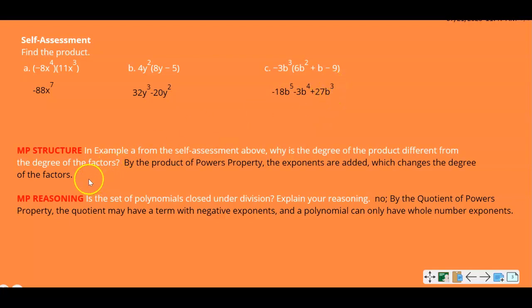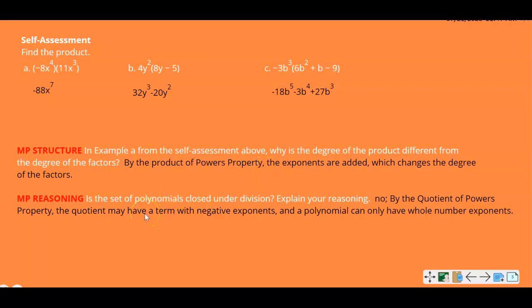All right, in example A from the self-assessment above, is the degree of the product different from the degree of the factors? Okay, so the degree of the factors is 4 and 3, and the degree of the product is 7. So remember, same base, you add exponents. That's just your product of powers property. So those are the properties of exponents that you need to know and be familiar with, and that will help you answer a lot of these questions.